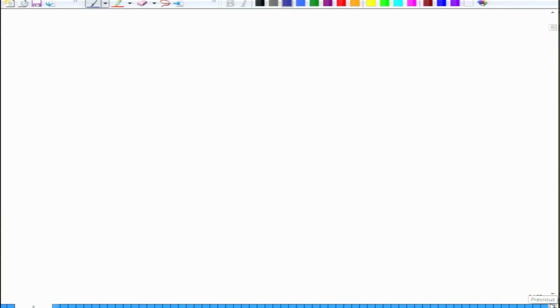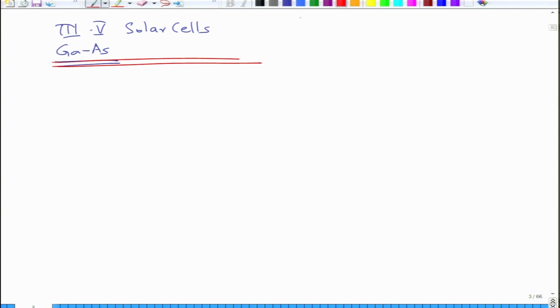Now, let us look at another first generation technology, that is III-V solar cells. III-V is basically group 3 and group 5. So, basically we are talking here of gallium arsenide based solar cells. Gallium arsenide, as we know, is a direct band gap semiconductor of band gap 1.41 eV, not 1.1.